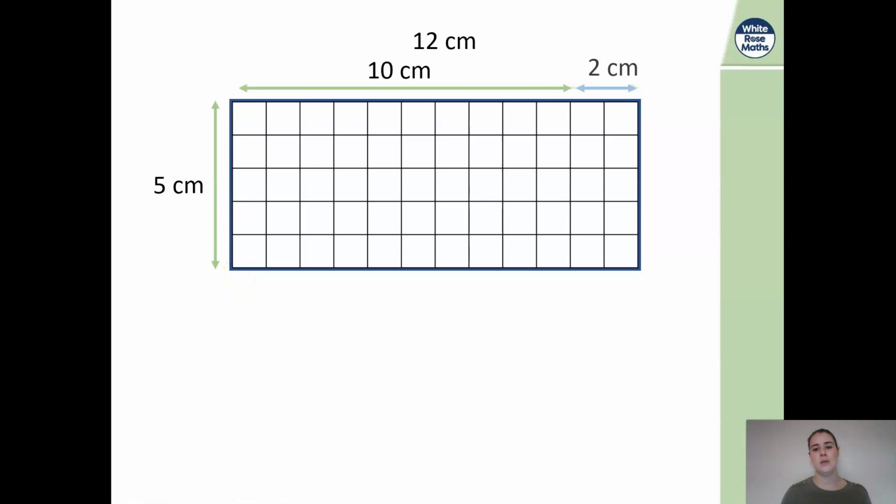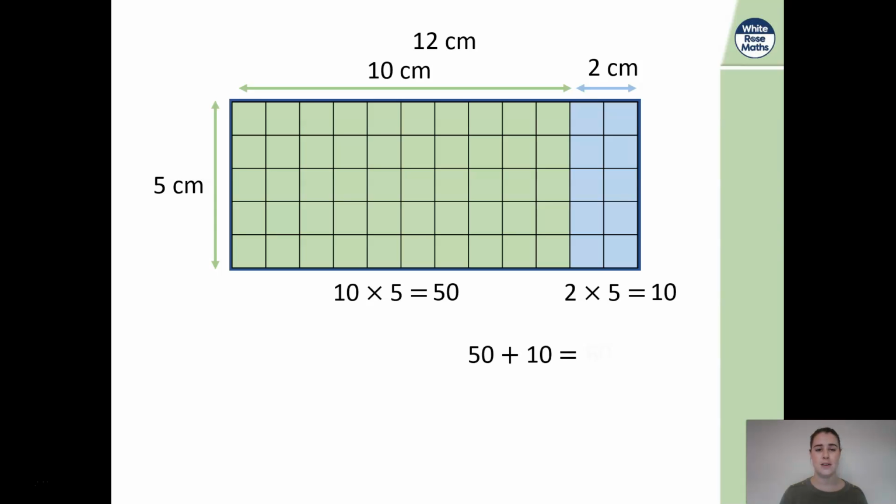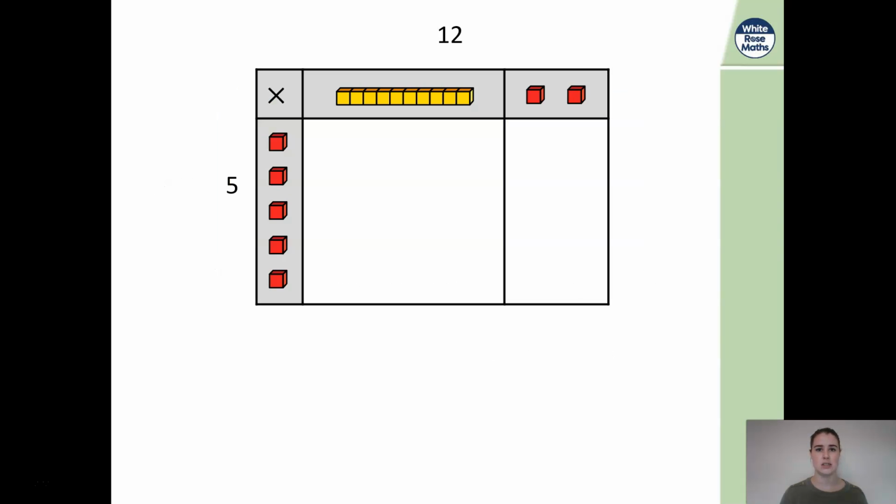Now there's an easier way that we can do this. We could break this down into 2 parts. We could partition our 12 centimetres into 10 and 2. 10 times 5 here, we'd colour all these in. This is going to give us 50. And then we have our 2 multiplied by 5, which is going to give us 10. Therefore, if we add those two numbers together, 50 and 10 gives us the answer 60. So let's consider the same question, but let's show it using our base 10 equipment.